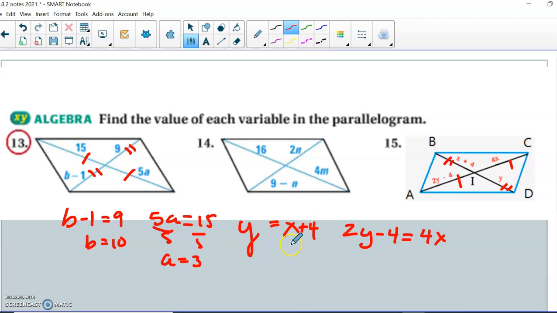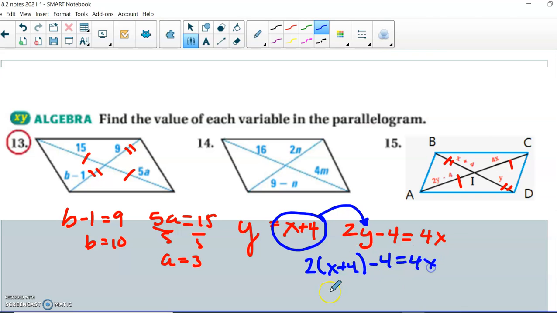So we're going to solve this. I'm going to use substitution. Whenever I have a variable by itself, it looks like it's going to be an easy substitution problem. So I'm going to take this and substitute it in for y. Remember, the idea is to get rid of the second variable. We only want one variable. So I'm going to say 2 times, I'm replacing y with x plus 4, minus 4 equals 4x.